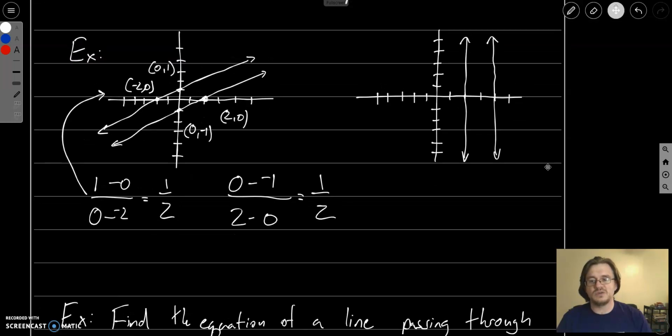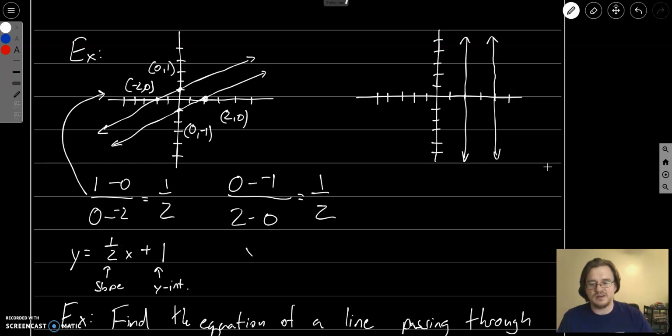If we want to write down an equation for these two, we can use the slope-intercept form, where y is equal to the slope times x plus the intercept. So for this line, the intercept is going to be 1, and we're talking about the y-intercept here. So this is the y-intercept.